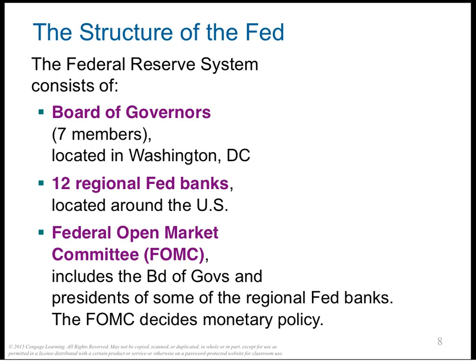The president of the New York Fed always gets a vote because New York is the traditional financial center of the US economy, and because all Fed purchases and sales of government bonds are conducted at the New York Fed's trading desk. Through the decisions of the FOMC, the Fed has the power to increase or decrease the number of dollars in the economy.